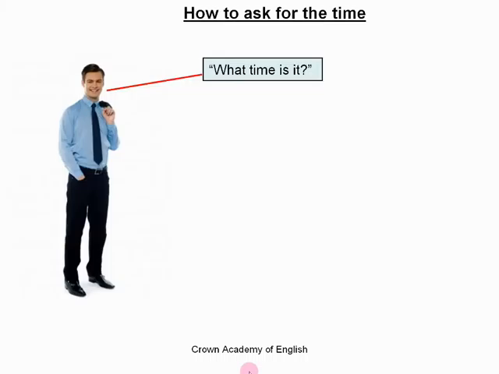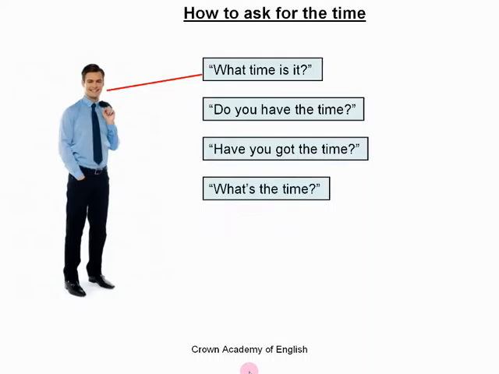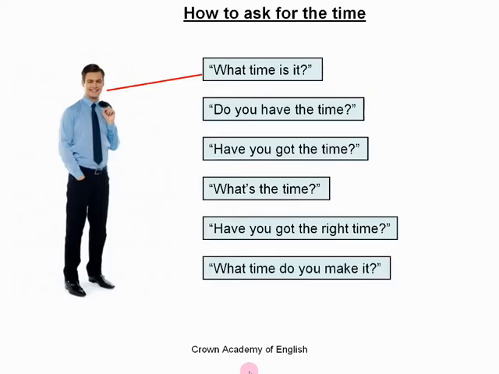What time is it? Do you have the time? Have you got the time? What's the time? Have you got the right time? What time do you make it? Okay, so these are all different ways that we can use to ask somebody for the time. Okay?